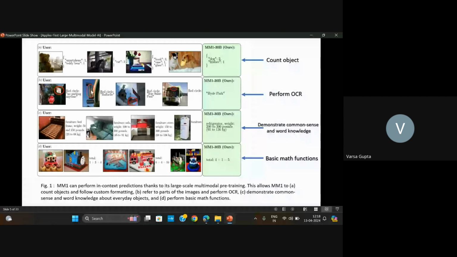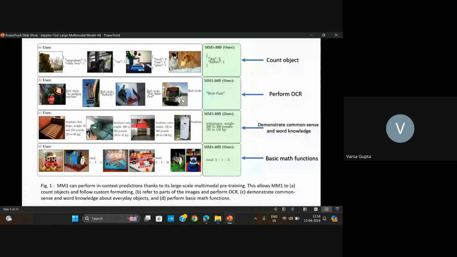In the second example, if we see here, the model is able to read the text out of the board, like Raffaello, and then same in the second, third, and fourth images. This shows the OCR capabilities of the MM1 model.